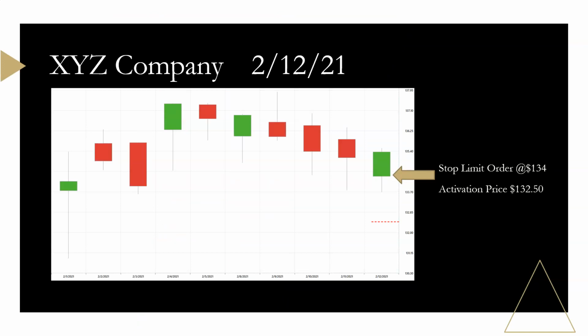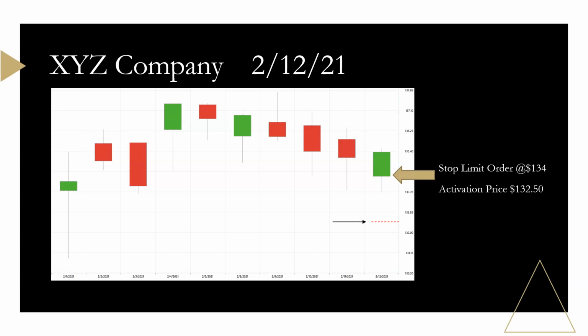Now it's the 12th of February, and you have submitted a stop limit order at $134 with an activation price of $132.50. So what that means is that you have decided that you are not going to pay any more than $134 a share, and you want a sell order initiated specifically at $132.50, right there at that red line. So once the price hits, not drops below, hits that red line, a sell order is initiated.